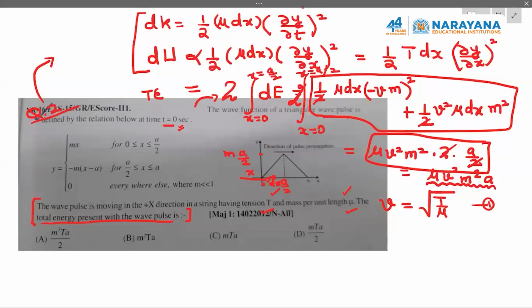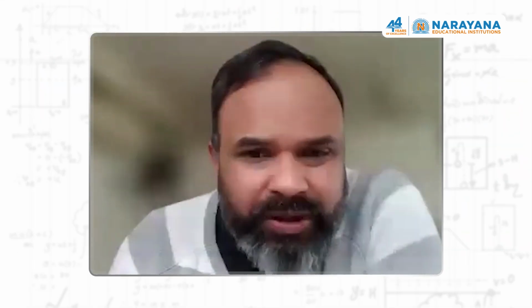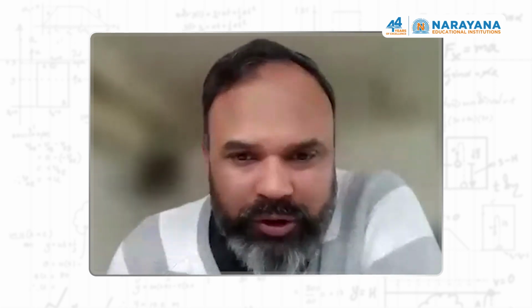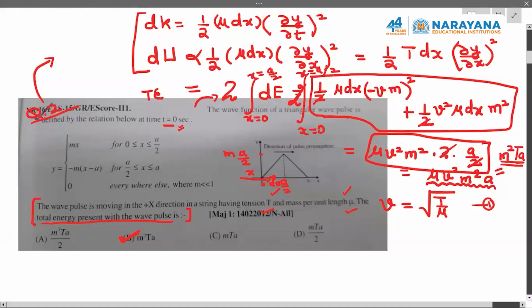So technically it should come out as mu v square m square into a, right? And in terms of the given parameters, v is T by mu, so the mu v square term can be replaced by T. So we are getting that term as T m square a. If you observe it carefully, this is m square into tension into that constant a. So ultimately, whatever be the shape that he is trying to give me, if he wants me to find out the energy, we can integrate that expression with appropriate functions and find out the potential or the kinetic energy.